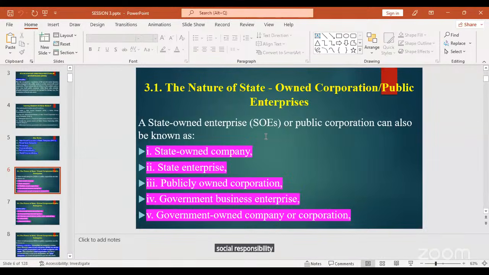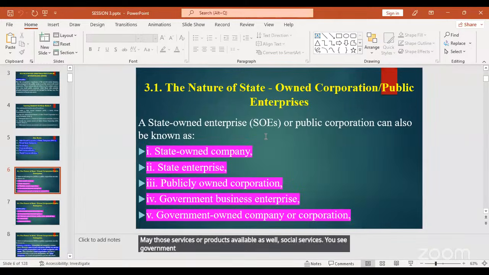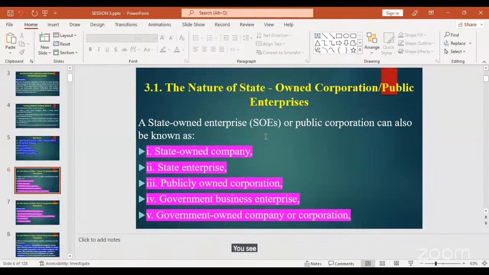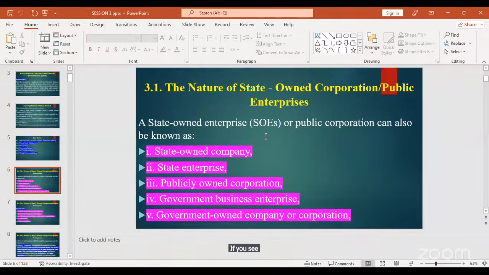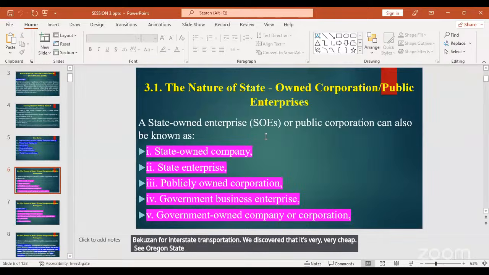Make those services or products available as what? Social services. You see government in transportation as well now. You see Railway Corporation. You see Lagos State government into transportation, all this BRT and whatever. And what they are charging is relatively small compared to what the private transporters will charge you. If you see states where their government put vehicles down for interstate transportation, we discover that it's very, very cheap. See Ogun State, they have that kind of a thing.